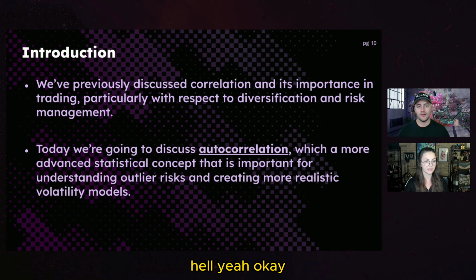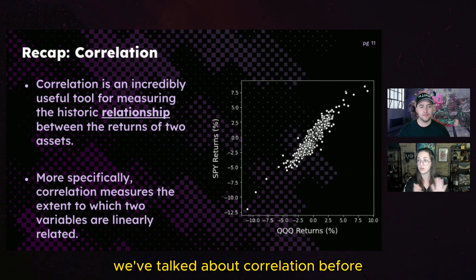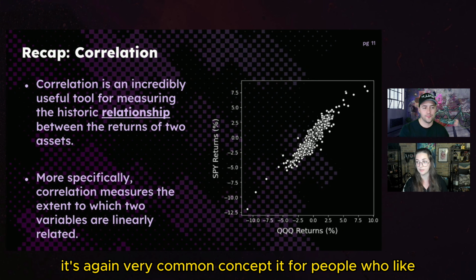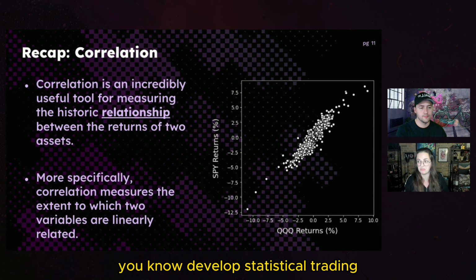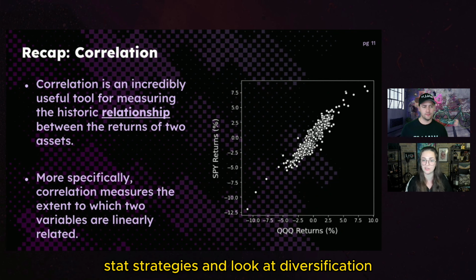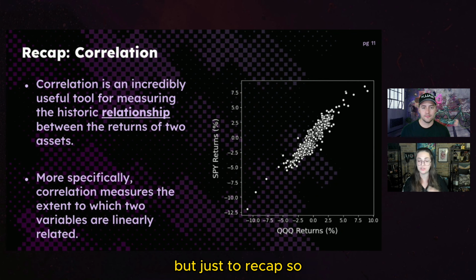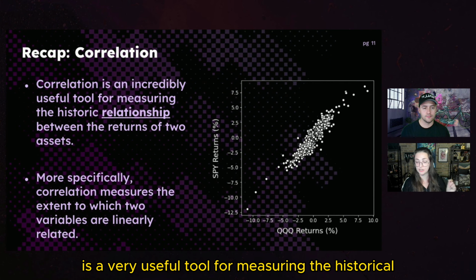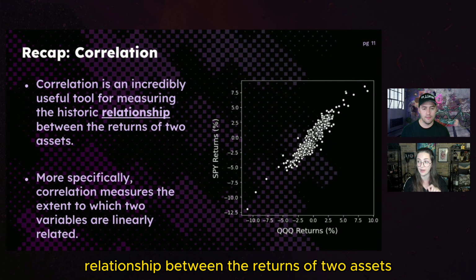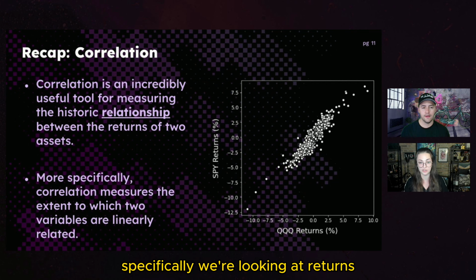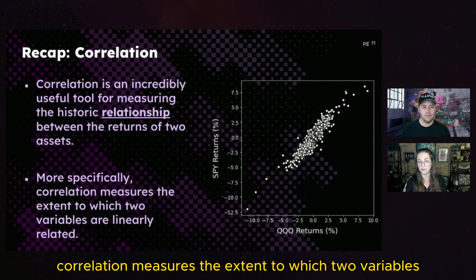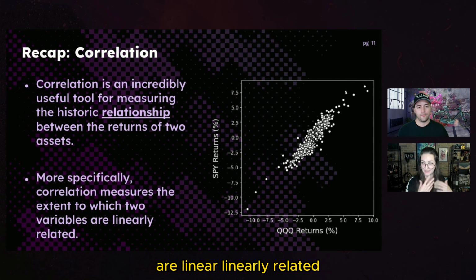Okay, so just to recap correlation, we've talked about correlation before. It's a very common concept for people who develop statistical trading strategies and look at diversification from a slightly more advanced lens. Correlation is a very useful tool for measuring the historical relationship between the returns of two assets. Specifically, we're looking at returns. More specifically, correlation measures the extent to which two variables are linearly related.